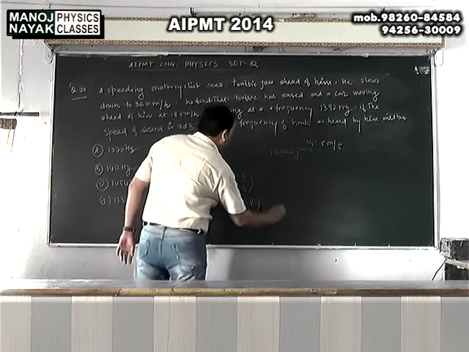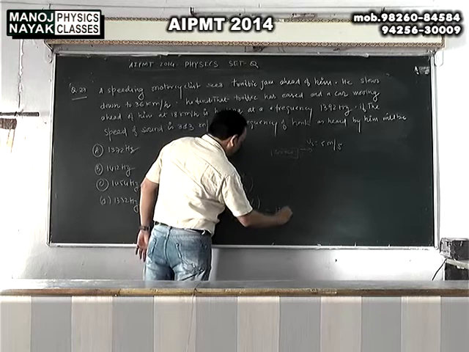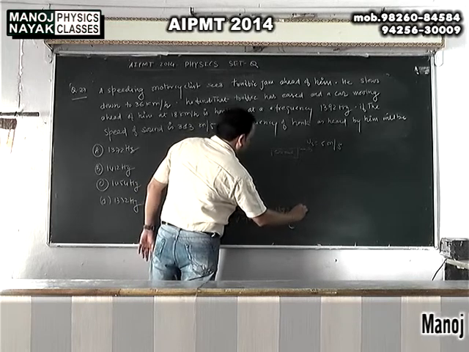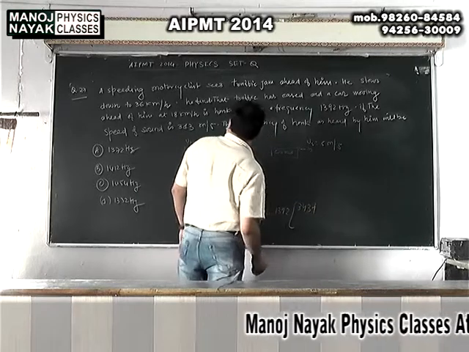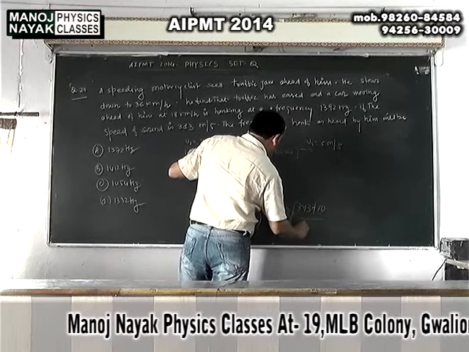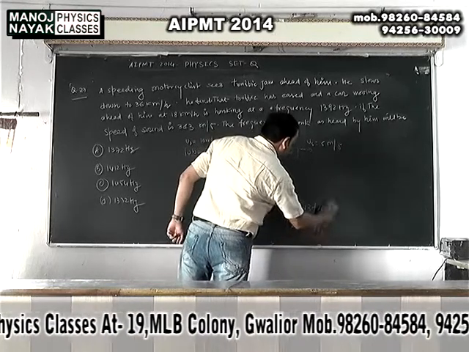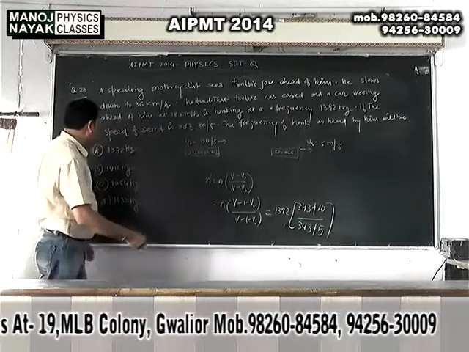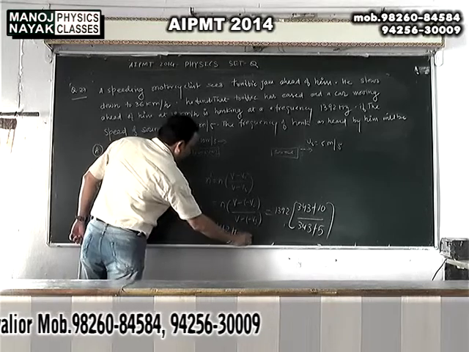Okay. So frequency is given by 1392, V is 343 plus VO is 10, divided by 343 plus Vs is 5. Now solve it and get the answer. It is 1412 Hertz. Okay.